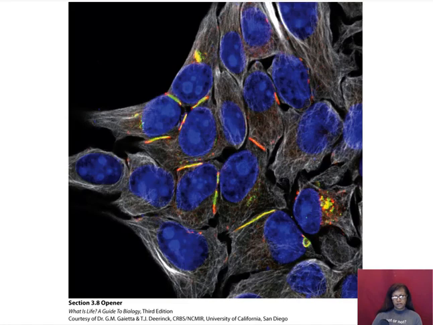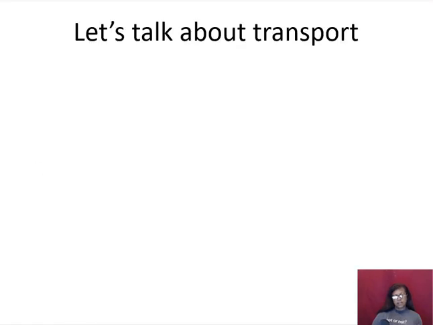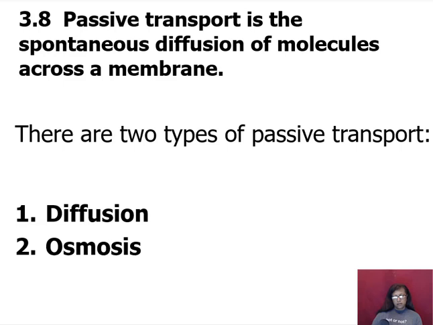I love this picture because this is basically a sheet of cells. Here we can see the cytoplasm with the different organelles. Here we've got the nucleus in blue with a nice DAPI stain on it. It's a type of stain that allows you to visualize the nucleus. Really nice. But let's talk transport. So, two types of transport that we want to know about.